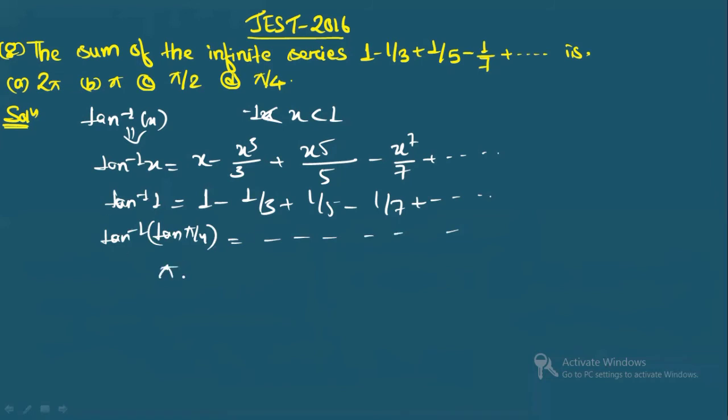So from here on the left hand side, you will get what? Pi by 4. So the value of this series is what? Pi by 4. So the correct answer is option D. You can see this same question was there in 2014, I guess. The same question is repeated, but only the language is different.